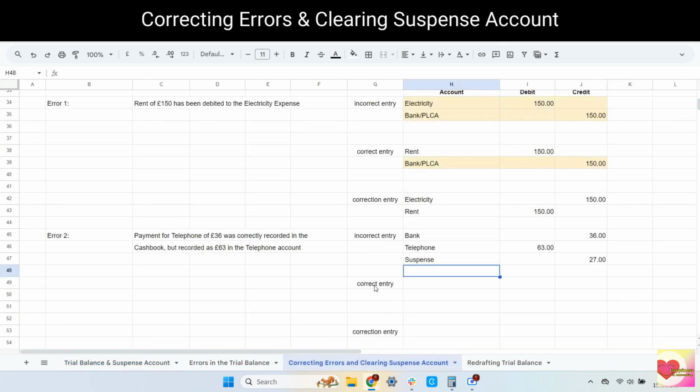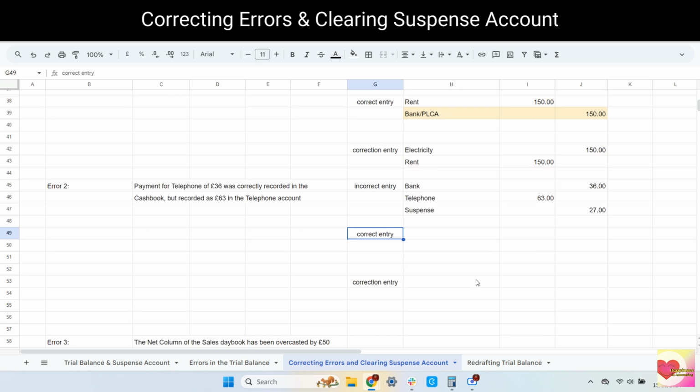Next, let's identify the correct entry. It says 36 was correctly recorded in the cash book, so it means the bank entry is correct. So it means the telephone should be 36 as well. Now let's make the correction entry. Let's compare the incorrect to the correct entry.